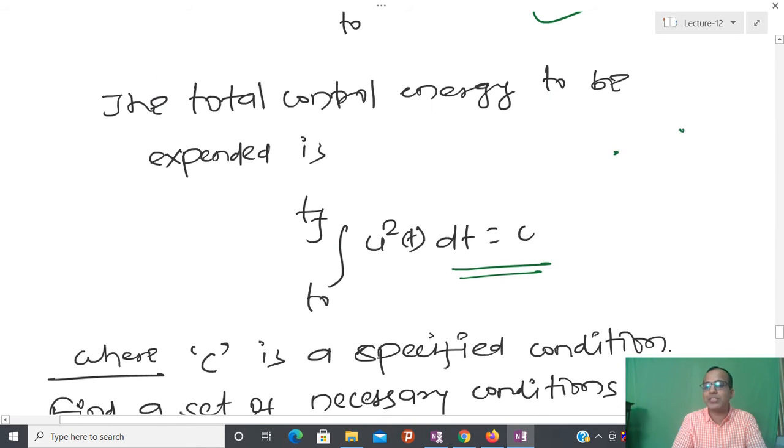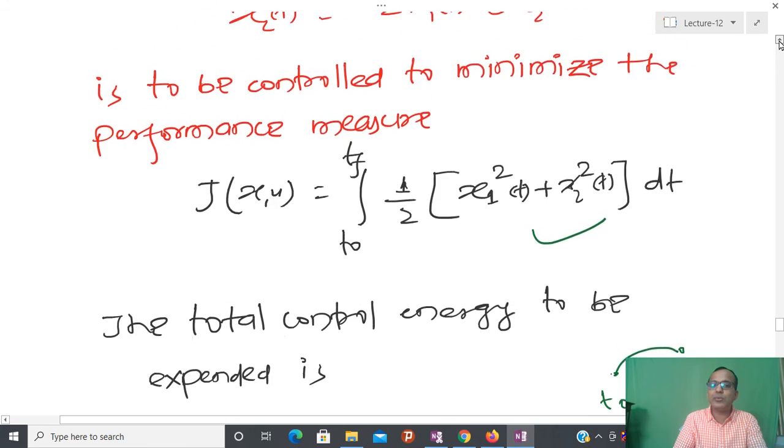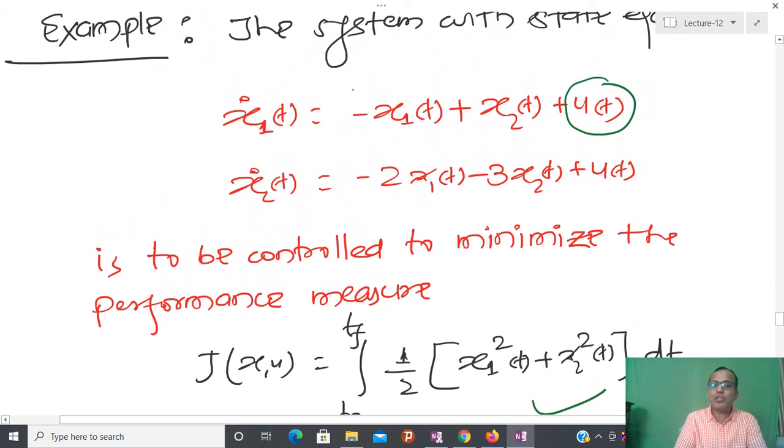Suppose I have to move some system from one point to another point, T0 to Tf. In this process I am assuming that the integral of total energy is C, which remains constant. At the same time I am going to optimize this particular function, and the system is going to follow this differential equation. It means that the system is constrained to this particular differential equation.